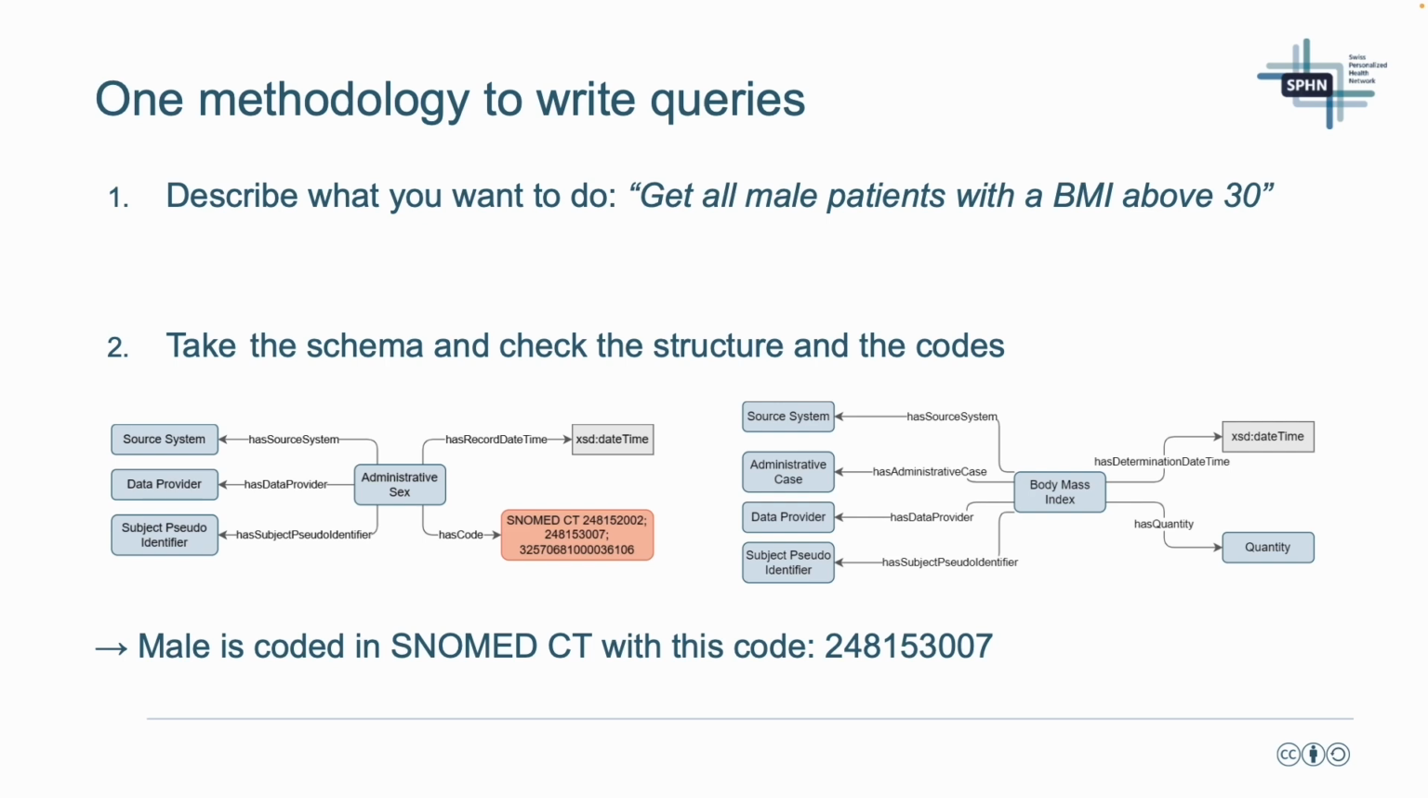In the next step, we will divide the question in two. On one side, we will focus on patients being male, and on the other side, we'll have BMI above 30.